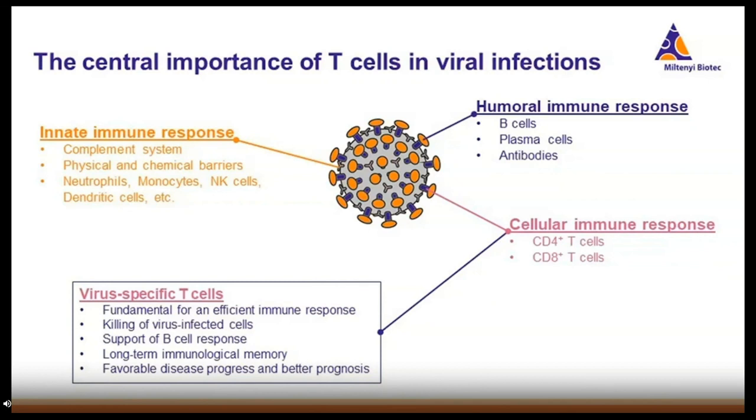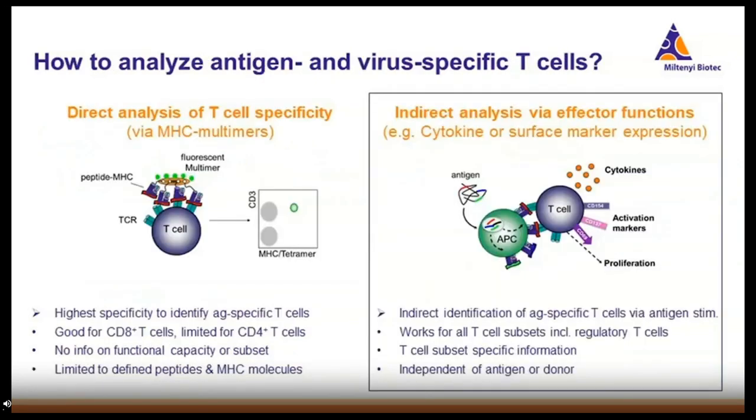So why are virus-specific T cells so fundamental for the immune response? Well, of course, they not only kill virus-infected cells directly, but also support B-cell responses. And most importantly, virus-specific T cells provide long-term immunity and are therefore relevant for favorable disease progress and also for a better prognosis of disease.